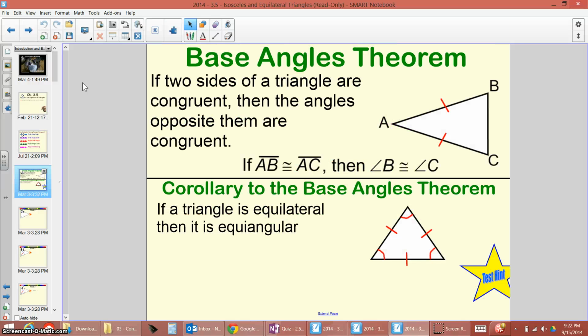The first one is called the base angle theorem. We've mentioned this in class a couple different times, but the official rule is if you have an isosceles triangle, then you know the two sides are congruent. Then you also know the two base angles are congruent, namely B and C. B and C are congruent. So if you've got the two sides, then you've got the two bottoms.